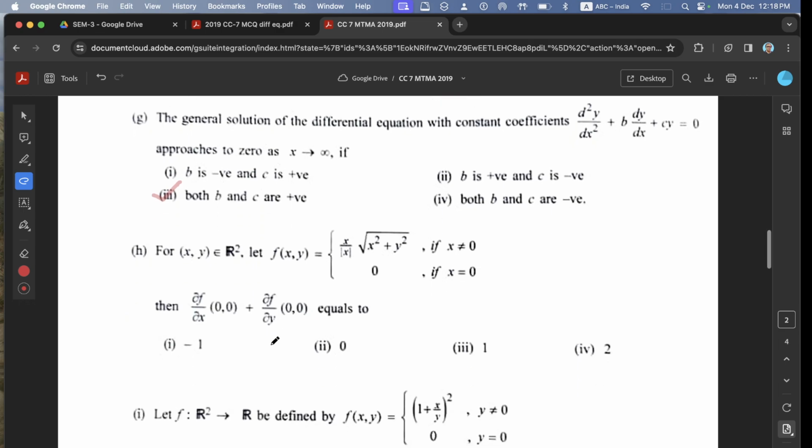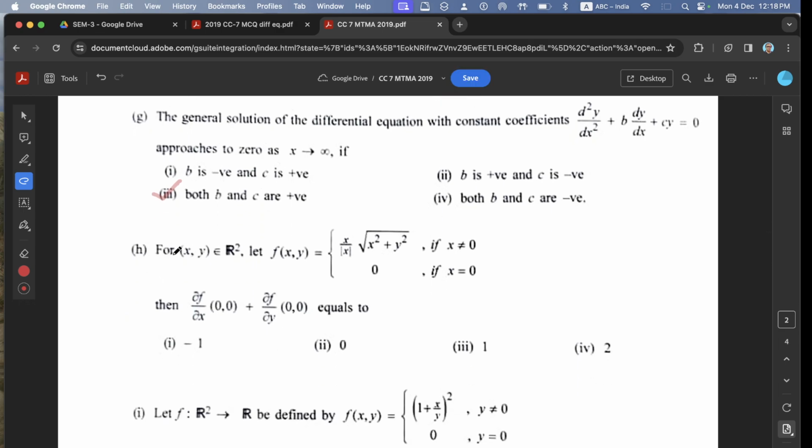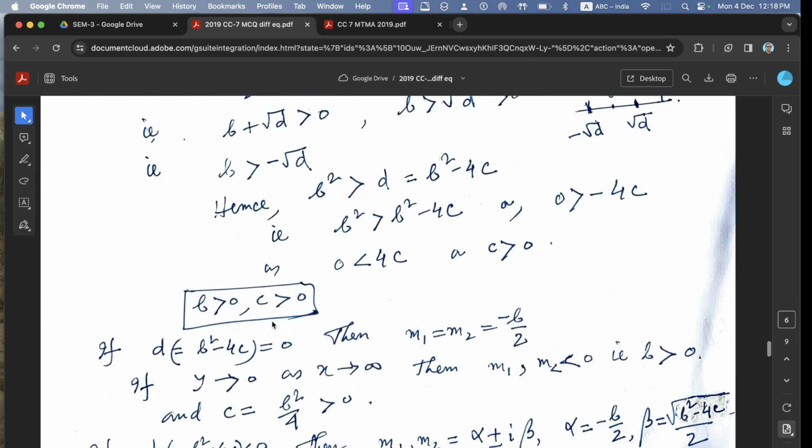Question H. For x, y belonging to R2, let f of x, y equal to x by mod x times root over of x square plus y square if x is not equal to 0, and the function is 0 if x equal to 0. Then del f del x at the point 0, 0 plus del f del y at the point 0, 0 equals what?